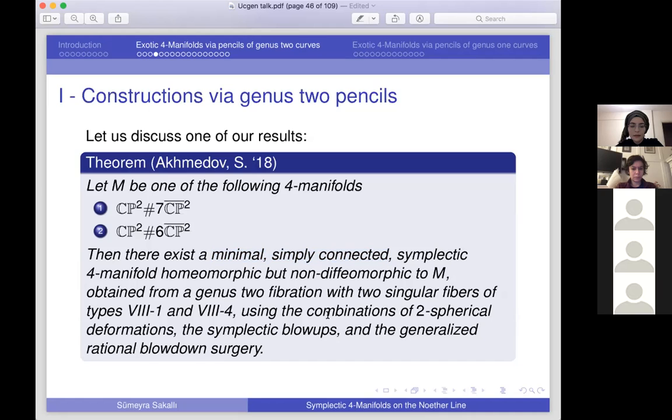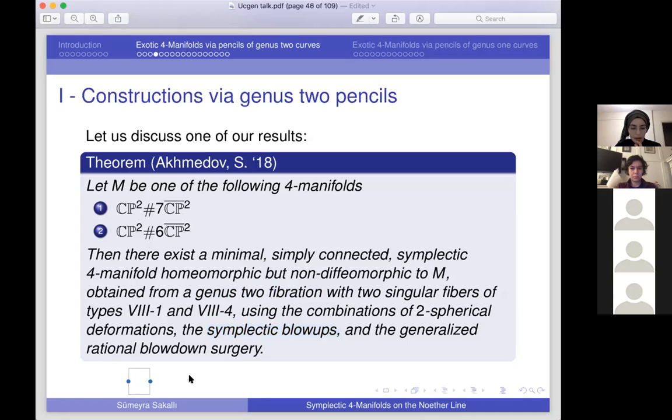And the main difference of our work is that we obtained them from a genus 2 fibration. So we have worked with a special genus 2 fibration, having two singular fibers of types 8.1 and 8.4. And we obtained these. And we also used other operations. One is what we introduced and used, two spherical deformations, and then symplectic blow-ups and generalized rational blow-down surgery. By the way, blow-ups and blow-downs can be done symplectically. It is the result of McDuff, and we are using her result here.